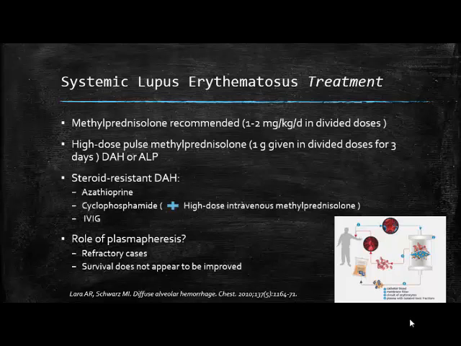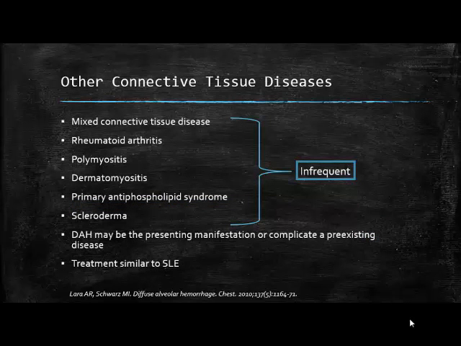You start with high-dose pulse steroids. And if they were steroid resistant, the best combination would be adding cyclophosphamide. You could also use azathioprine and IVIG. And there's a questionable role of plasmapheresis, mainly in patients who have refractory cases. There has been no survival benefit. I'm going to be talking about plasma exchange in a while.